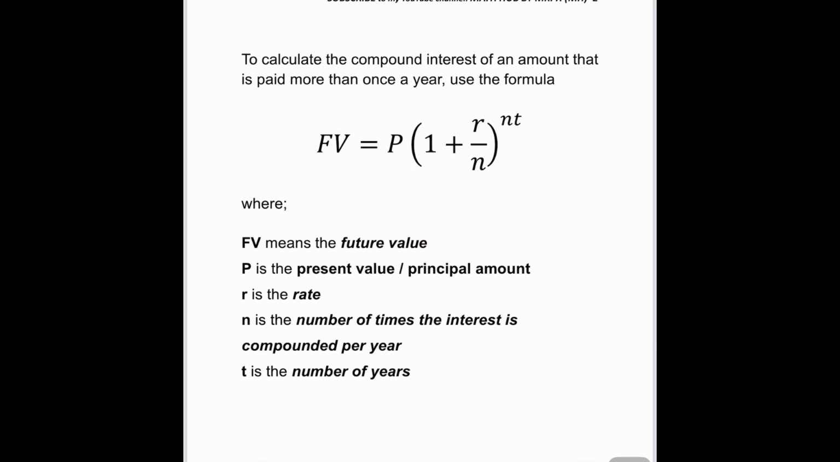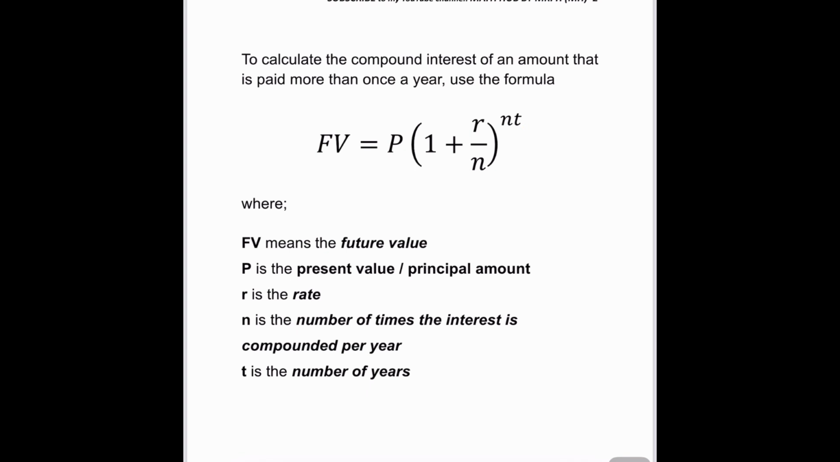Future value will be equal to the principal amount or the present value multiplied by 1 plus the rate divided by the number of times the interest is compounded per year, which is raised to n times t, where t is the number of years.